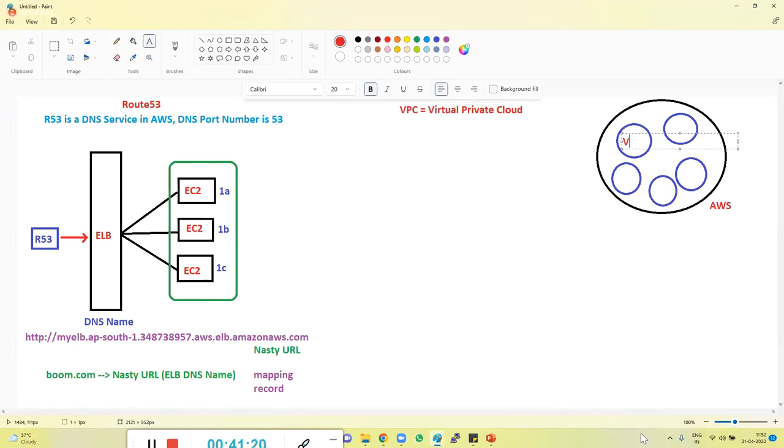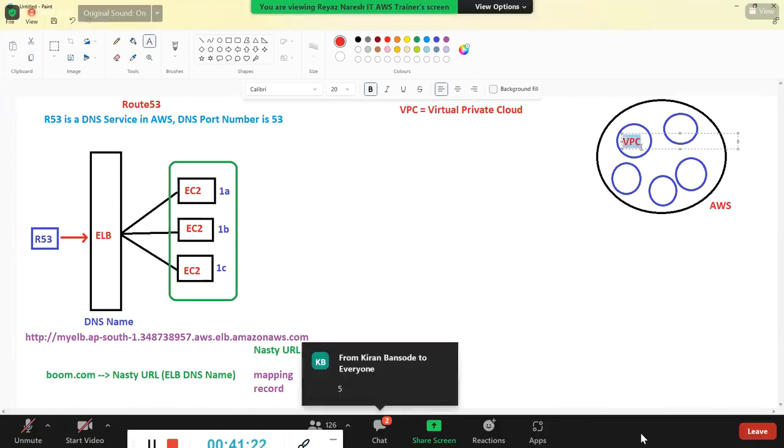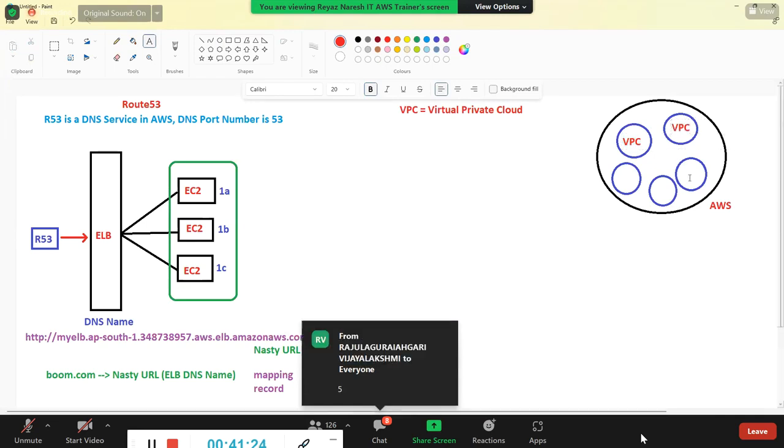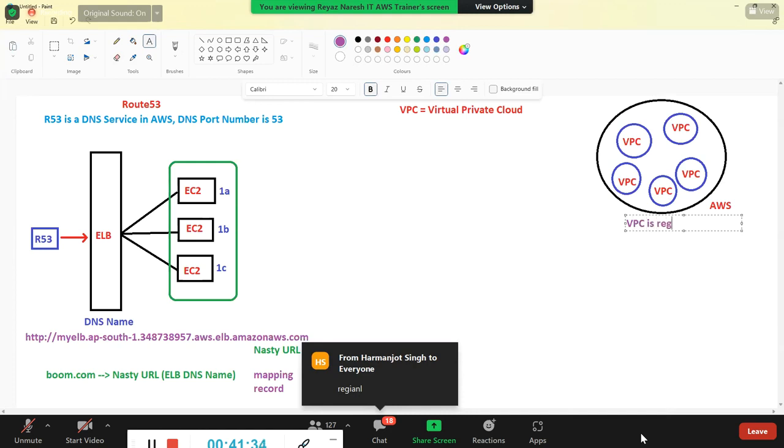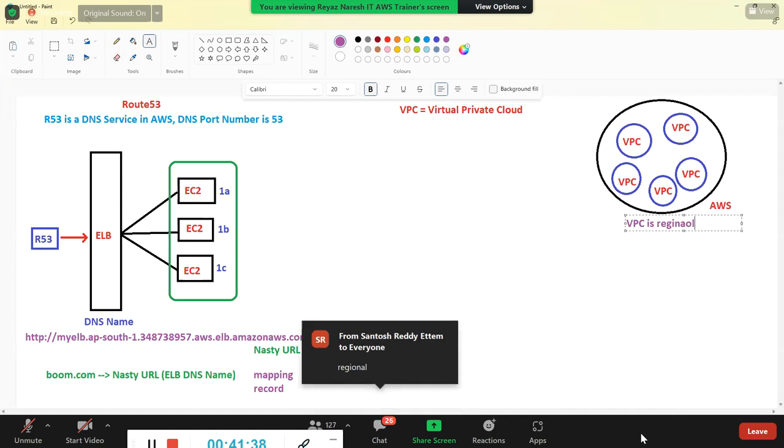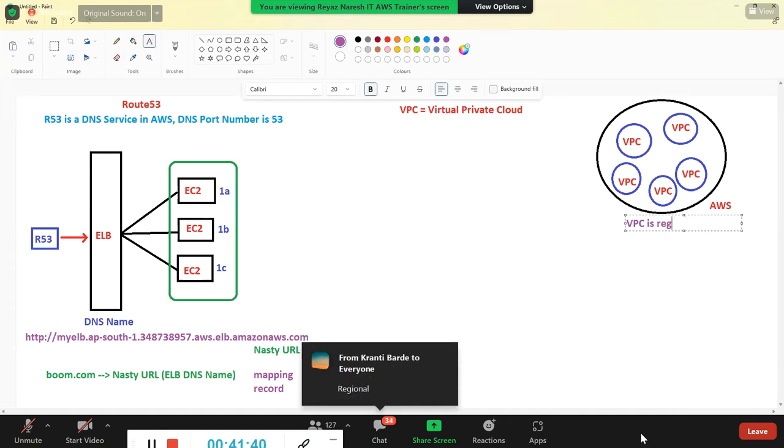So how many maximum VPCs can you create in one region? Yes. So is VPC regional or global? VPC is regional.